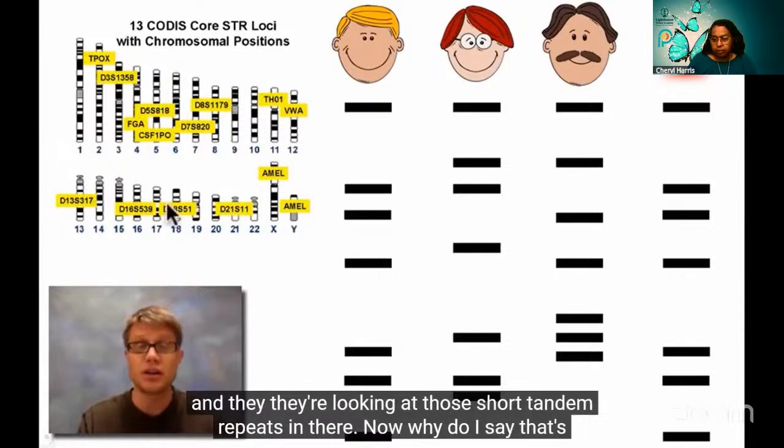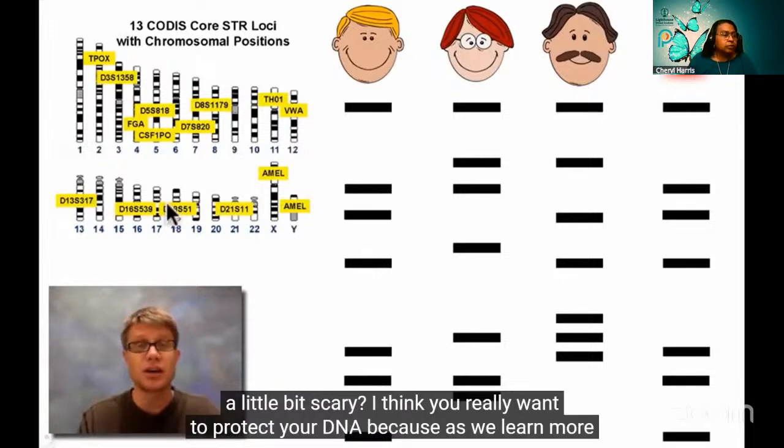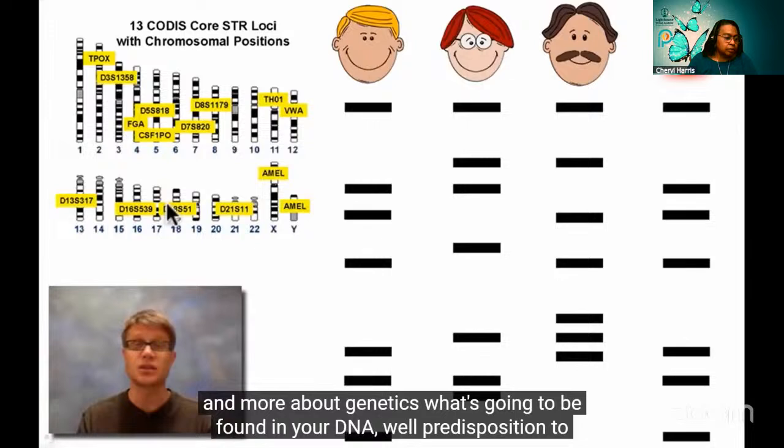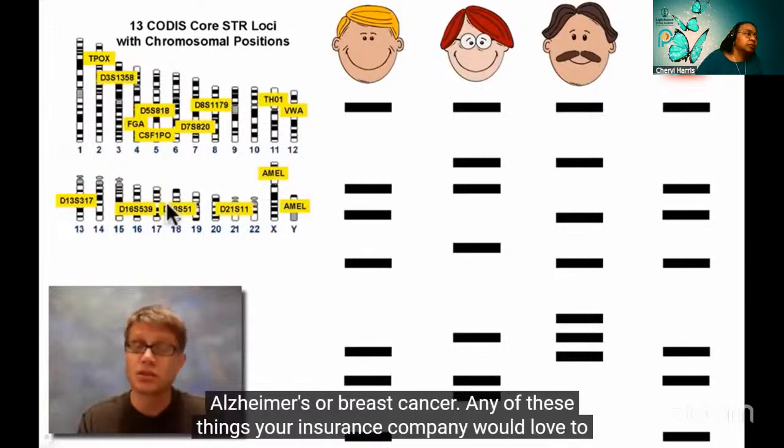Now, why do I say that's a little bit scary? I think you really want to protect your DNA, because as we learn more and more about genetics, what's going to be found in your DNA? Well, predisposition to Alzheimer's or breast cancer. Any of these things, which your insurance company would love to get a hold of.